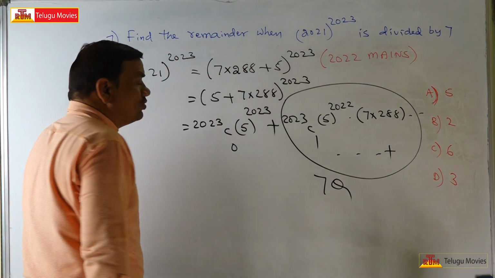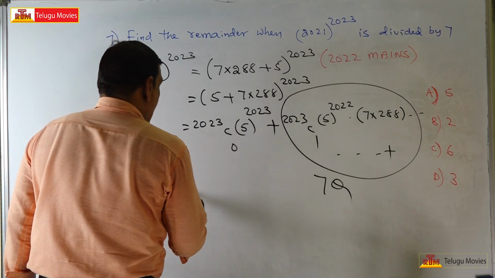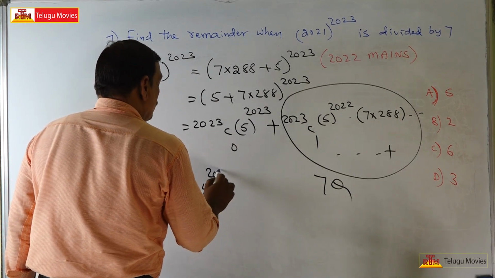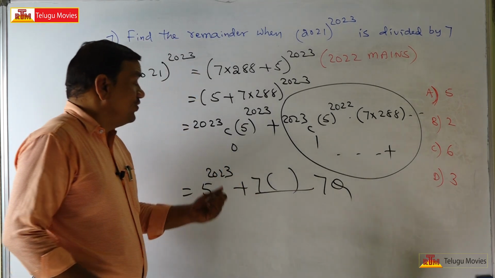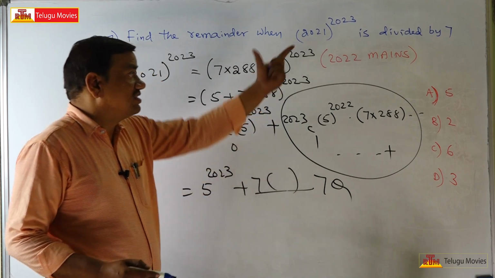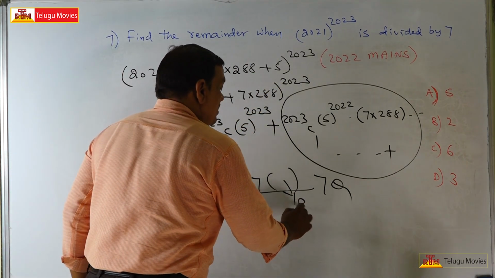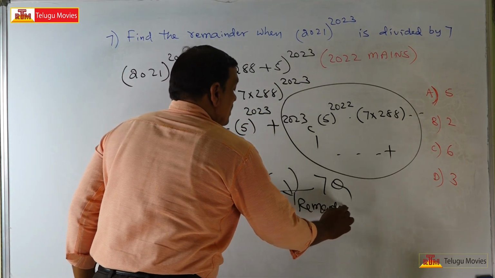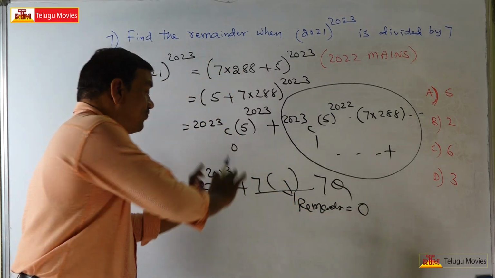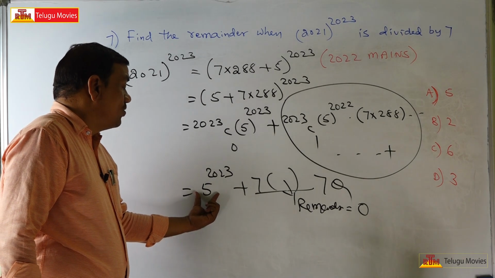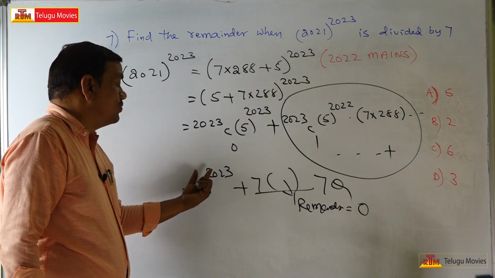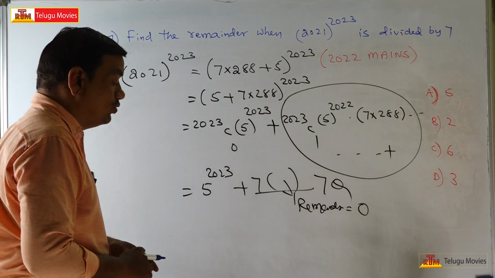So 2023C0 value is 1. So altogether, 5 to the power of 2023 plus 7 into something will come. If you divide this 7 into something by 7, the remainder is 0. Up to here the remainder is 0, no problem, so you can forget about this. Now concentrate on 5 to the power of 2023.